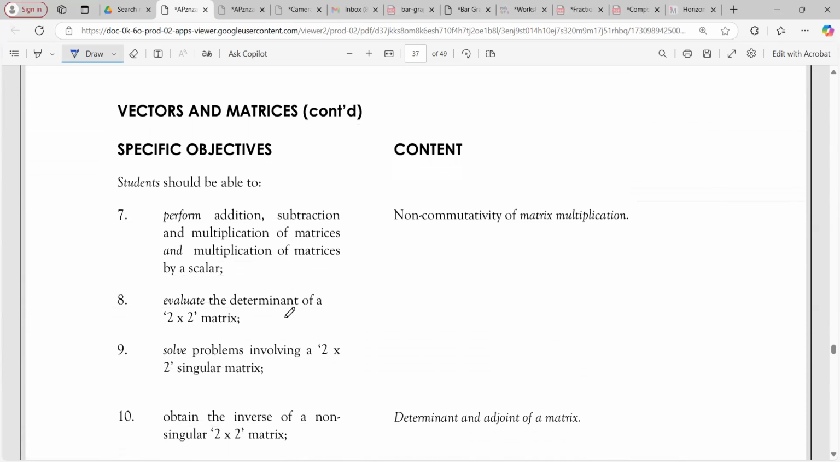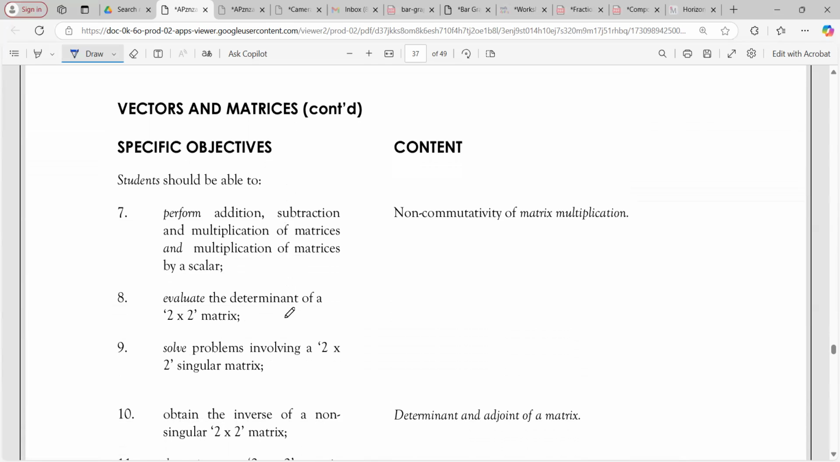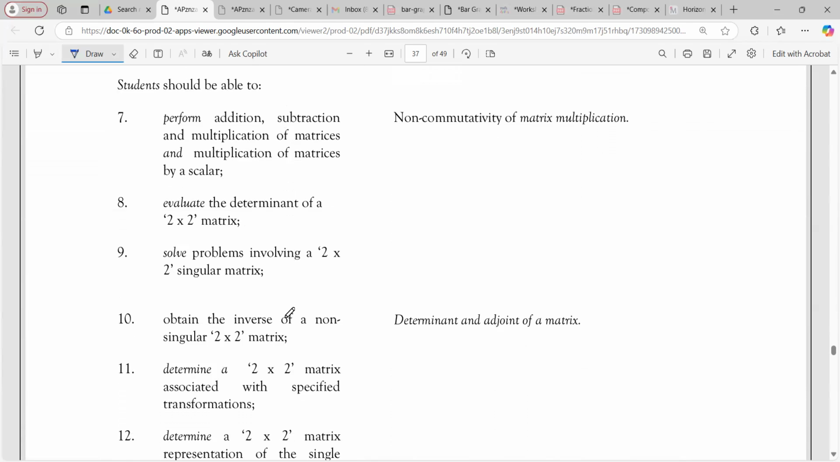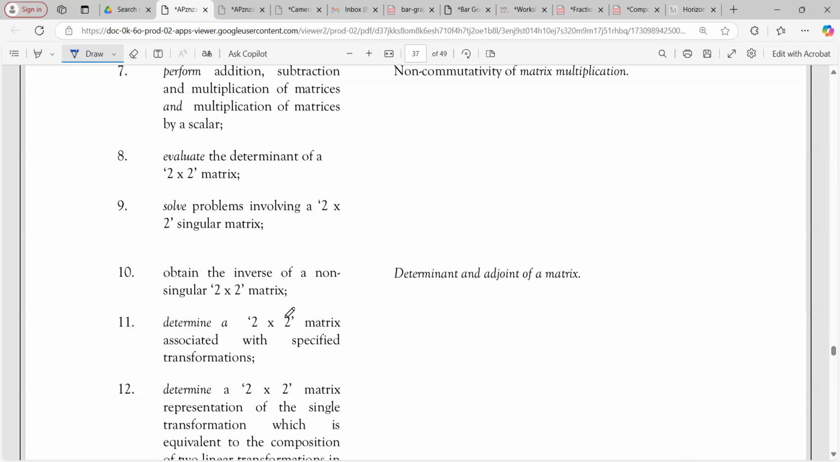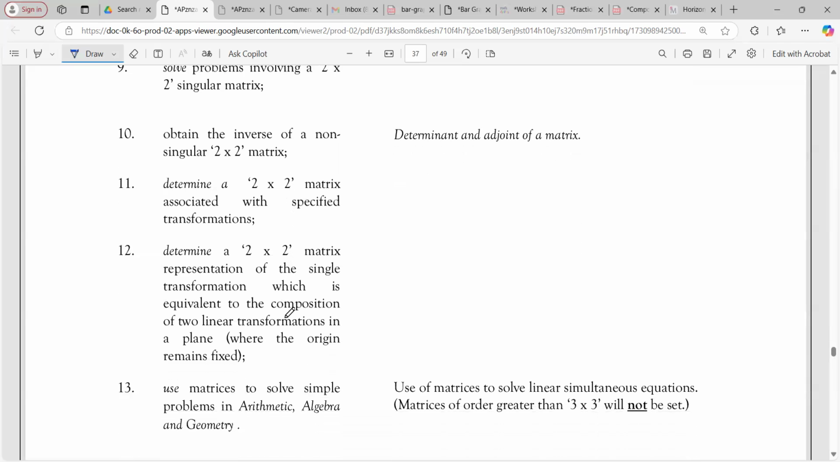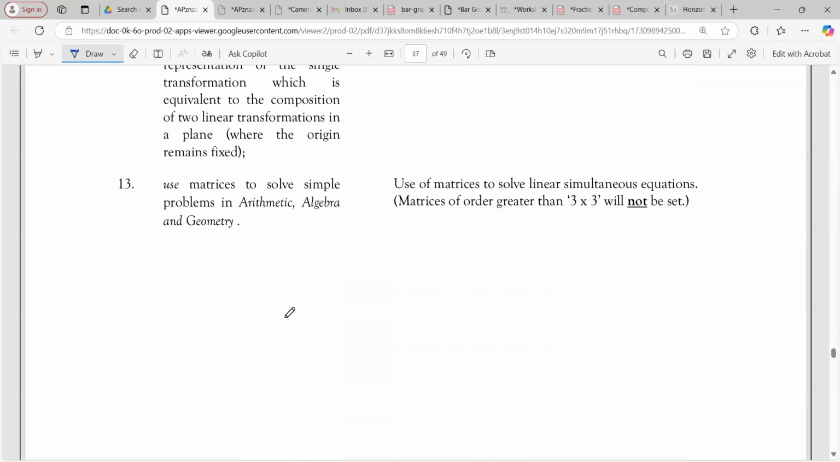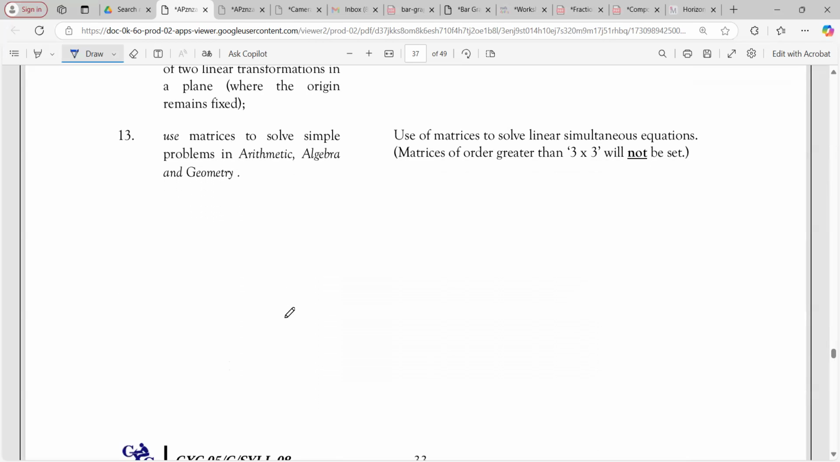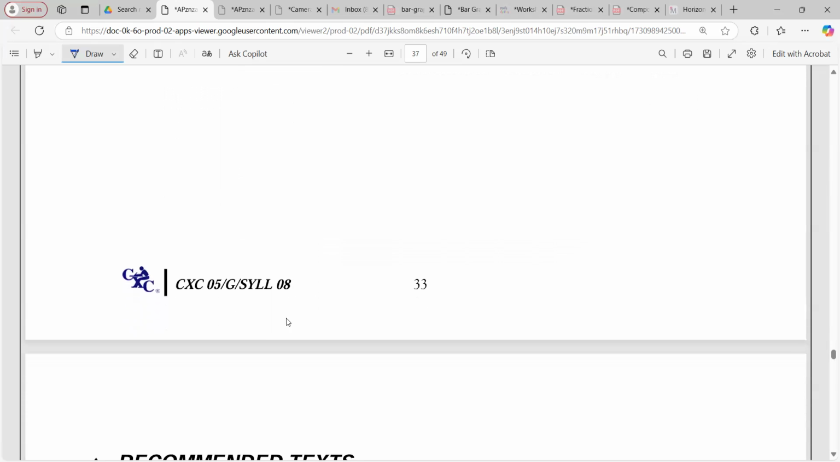You must be able to perform addition, subtraction, and multiplication of matrices. Non-commutativity of matrix multiplication. Evaluate the determinant of a 2 by 2 matrix, identify a singular matrix, all of those, guys. All right, so this is basically using matrices to solve linear simultaneous equations. Matrices of order greater than 3 by 3 will not be set. So only 2 by 2 is part of this syllabus.